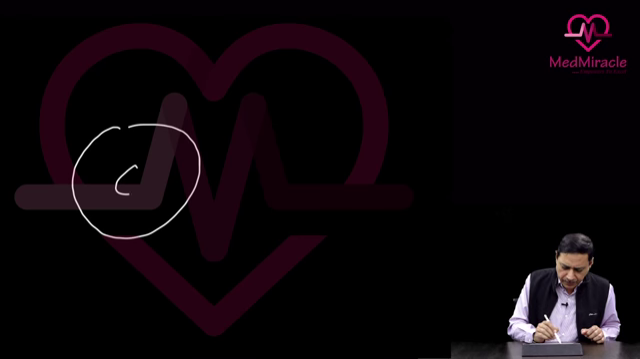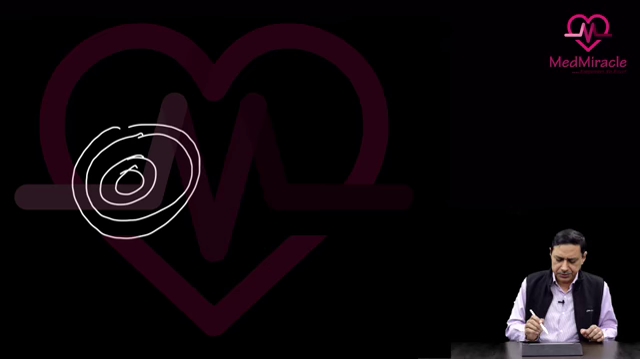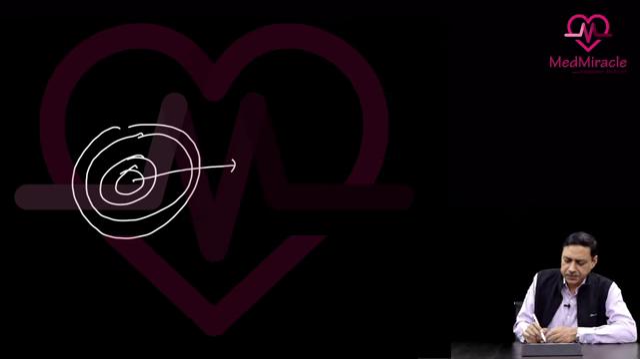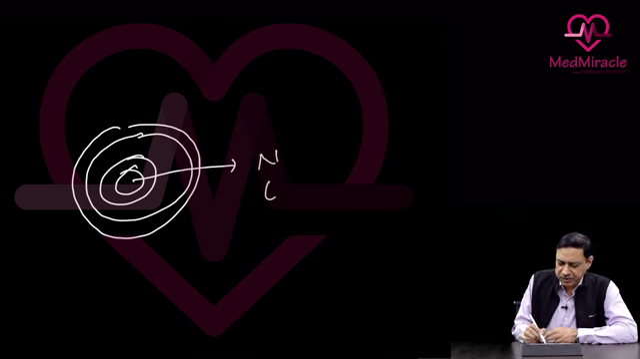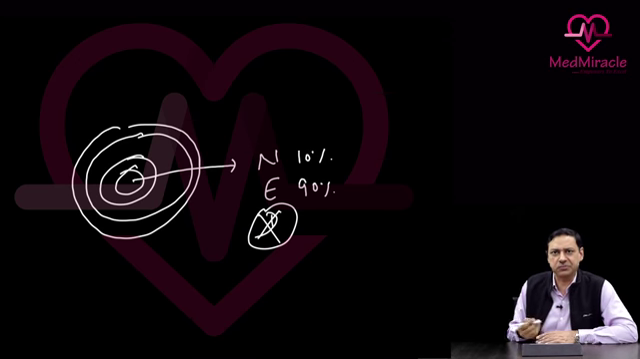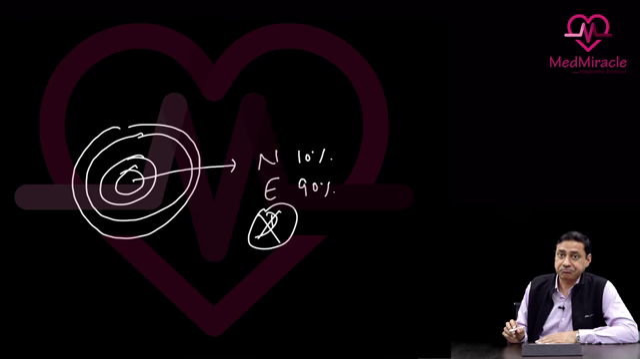This is the adrenal gland. What is released from the adrenal medulla? Norepinephrine, epinephrine, and dopamine. 90% is epinephrine, 10% is norepinephrine, and dopamine is just negligible. You can remove this also, negligible. So what is the main output from the adrenal medulla? Epinephrine, not norepinephrine. Epinephrine is the main output.